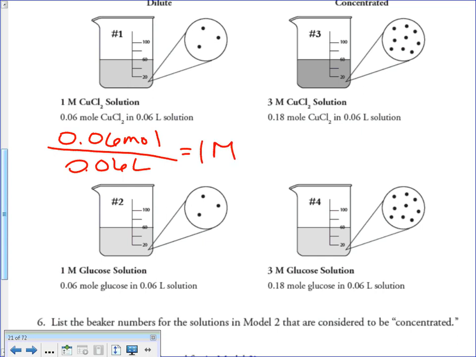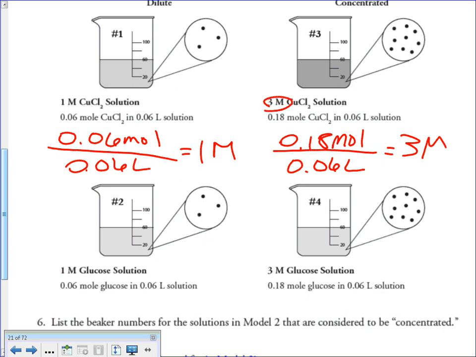1 M is 1 molar. Instead of saying molarity, you say molar. It's not totally different. It's just slightly different. And then this would be 0.18 moles over 0.06 liters. What's that? 3 molar, right? And you can see the numbers. They're right there. I know you can see them.